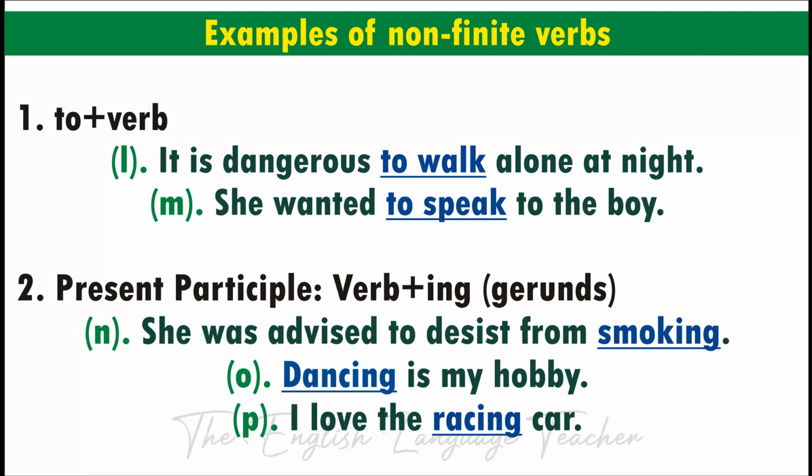Example O. Dancing is my hobby. Dancing here is a non-finite verb and it functions as the subject of the sentence. Example P. I love the racing car. Racing here is a non-finite verb and it functions as the modifier of the noun car.